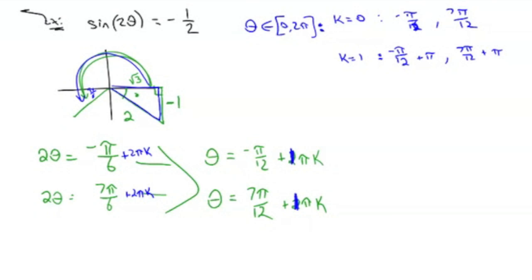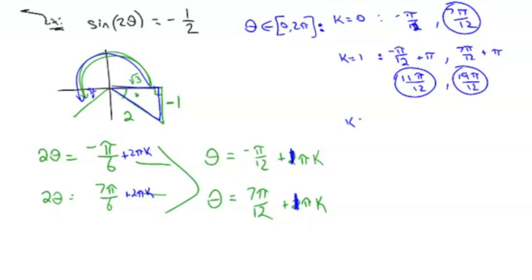So what's negative pi over 12 plus pi? Pi would be 13... or no, 12 over 12, so 11 pi over 12. There's your 11 pi over 12. What's 7 pi over 12 plus pi? That would be 19 pi over 12. Now, is 11 pi over 12 between 0 and 2 pi? Yes. Is 19 pi over 12 between 0 and 2 pi? Yes. So this is an answer, this is an answer. So far. We can do one more for the 11 pi over 12.